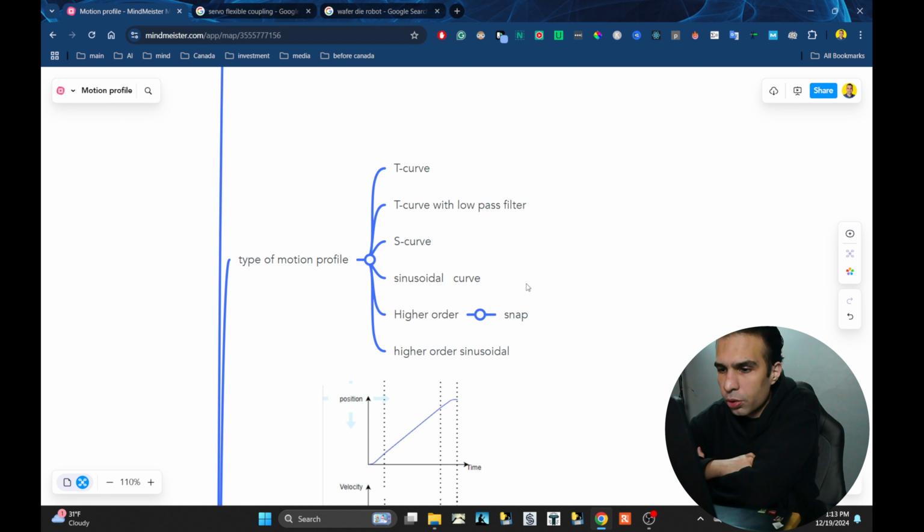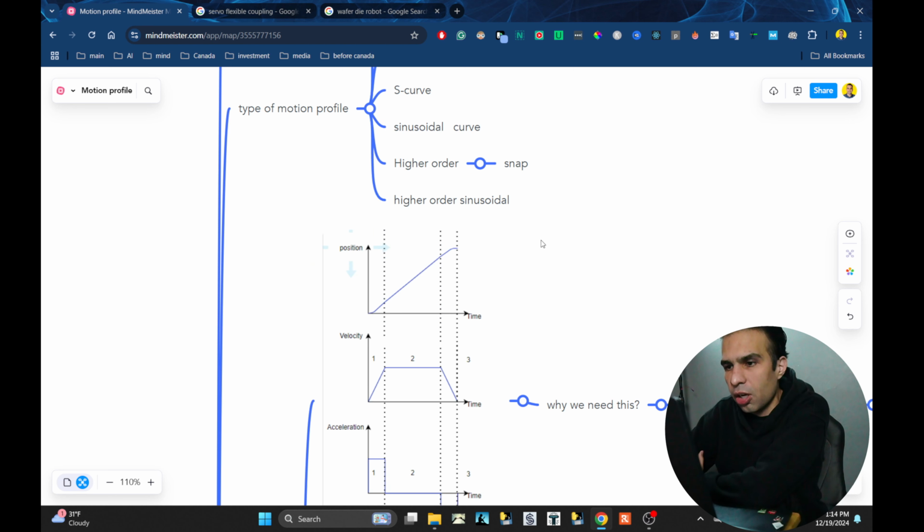After that, higher order motion profiles, for example the one with snap. These are too advanced. This one is like hardcore semicon, where maybe one application out of 1,000 needs this. But these are the things that I saw used in industry.